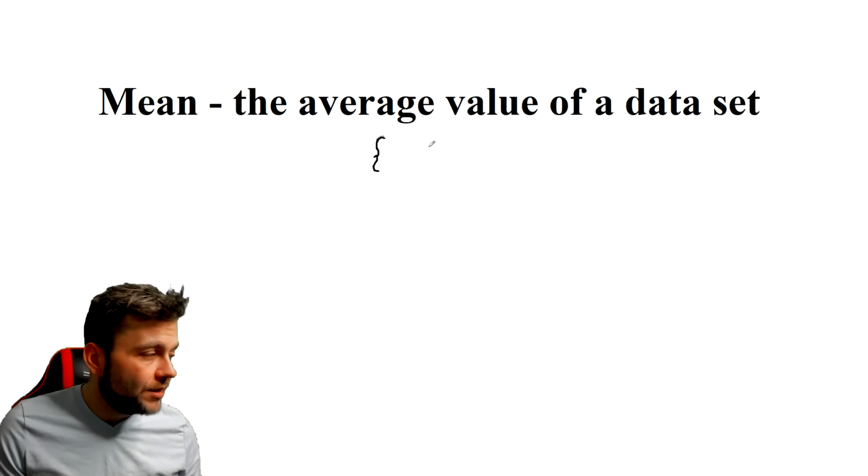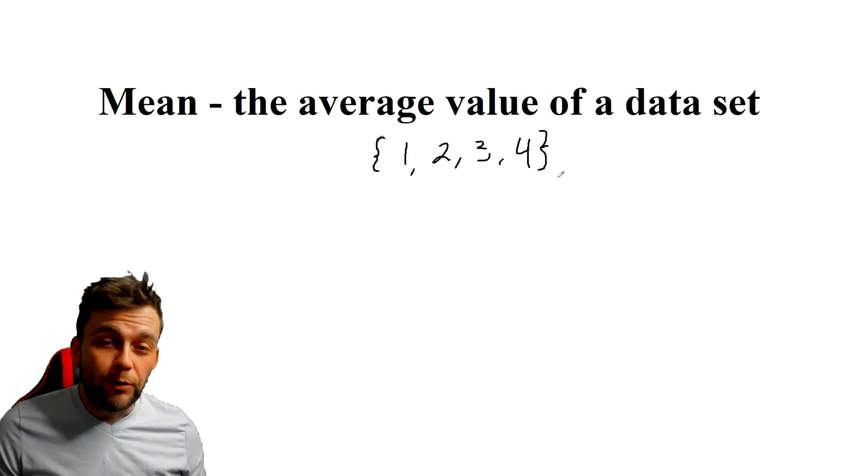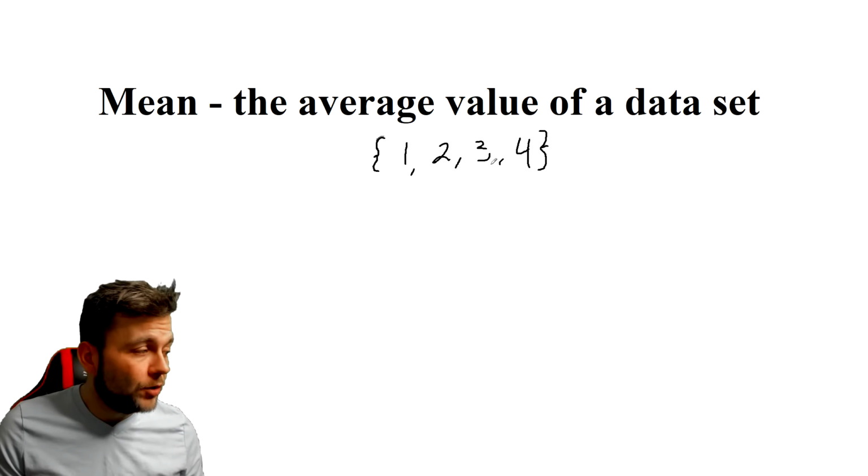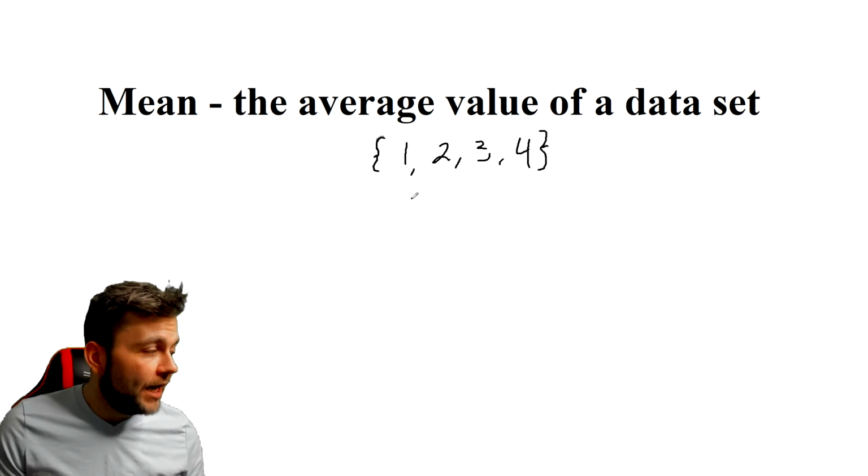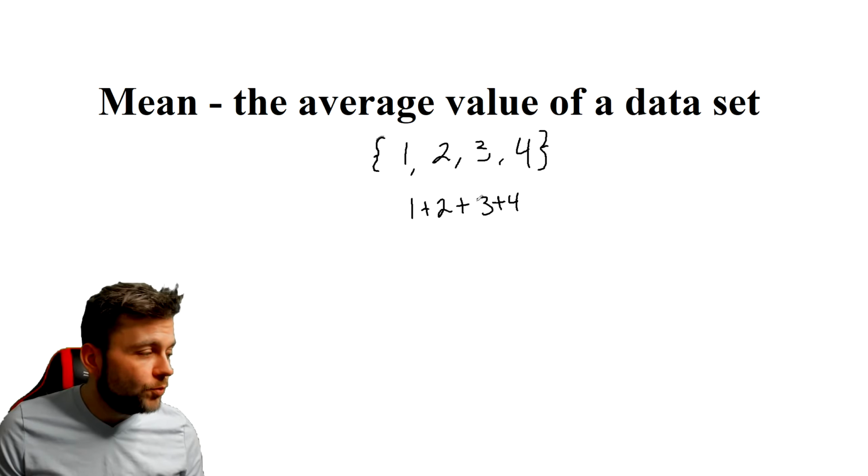So our data set will go 1, 2, 3, 4. And we want to find the mean of 1, 2, 3, 4. So how do we do this? Well, we find the average, so we add each part up. So what is 1 plus 2 plus 3 plus 4? Well, that is 10. And then we divide it by the numbers inside of the data set.